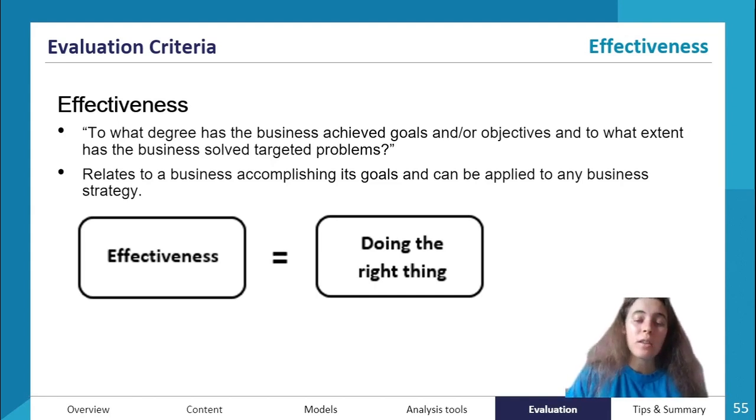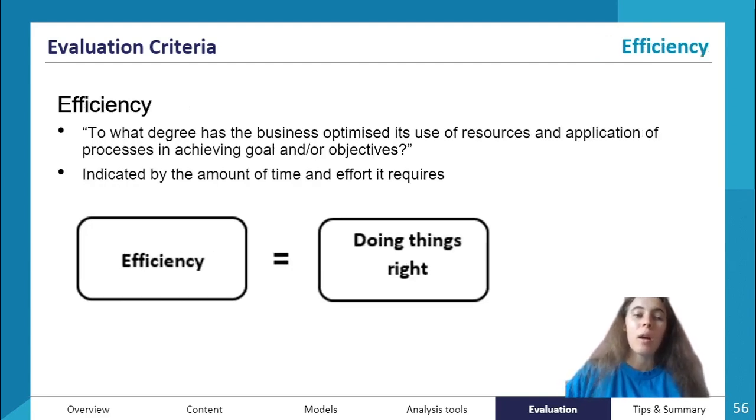Effectiveness and efficiency. Now, this is something that you can get a bit confused, but effectiveness is about the degree that the business has achieved goals and to what extent the business has solved any targeted problems. So it can be applied to any business strategy. This is always a really good one that's versatile. So effectiveness is about doing the right thing, and then efficiency is about doing that thing right. So optimizing the use of resources and processes to achieve the goal in a really efficient way. So this is about the time and the effort and the money that is required for a change or a strategy to occur.